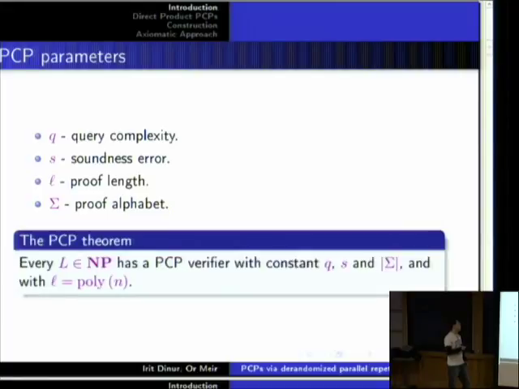And then we have the PCP theorem that says that for every NP language, we can construct a PCP verifier that has constant query complexity, constant soundness, constant alphabet size, and polynomial proof length.